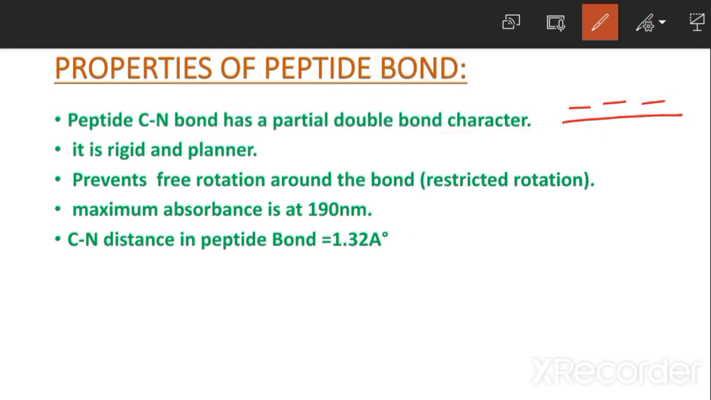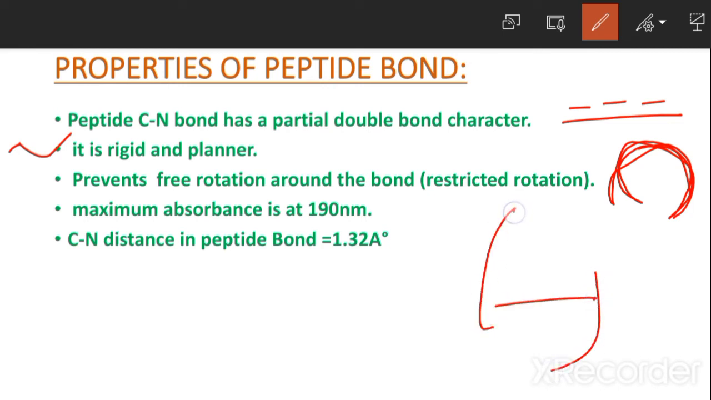It is rigid and planar and prevents free rotation around the bond. This bond does not rotate freely. If it were a single bond, it could freely rotate, but it is a double bond, and it is 40% double bond character.